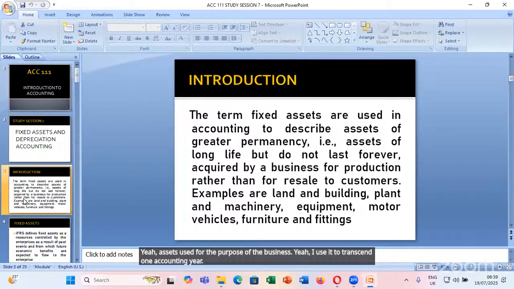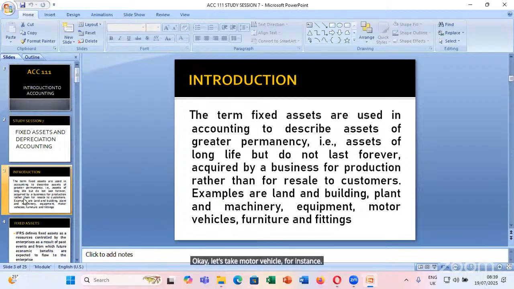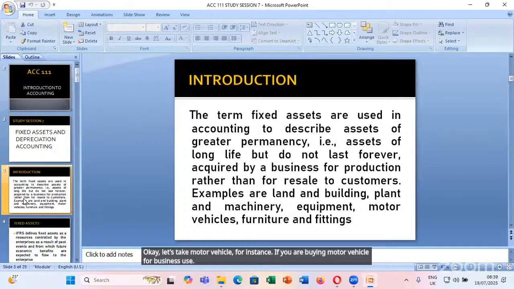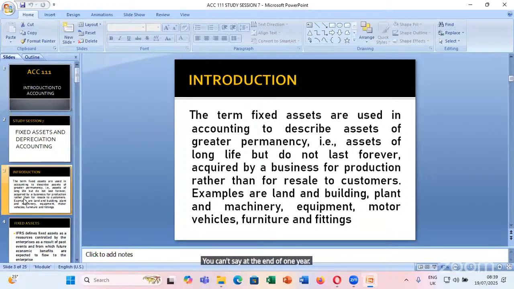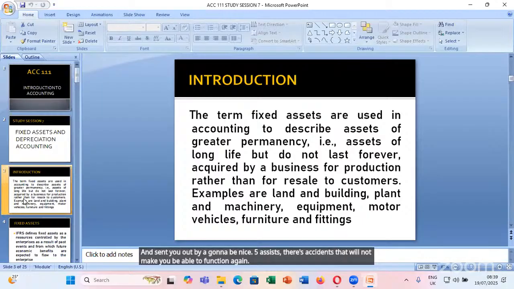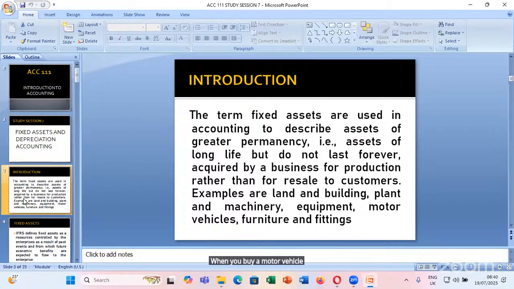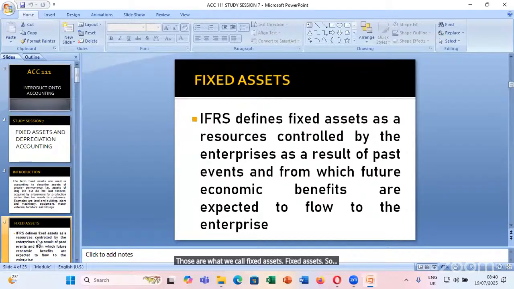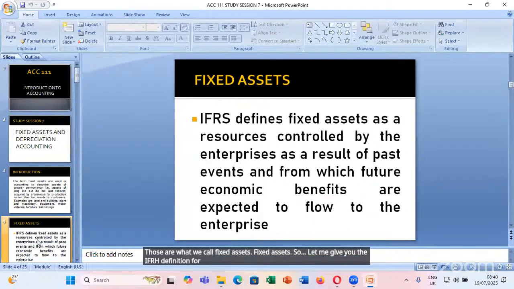Okay, let's take motor vehicle for instance. If you are buying a motor vehicle for business use, you can't say that at the end of one year, the motor vehicle will go, except whereby there's a fire or an accident that will not make the vehicle function again. When you buy a motor vehicle, you will use it for several years. Those are what we call fixed assets. So let me give you the IFRS definition for fixed asset.